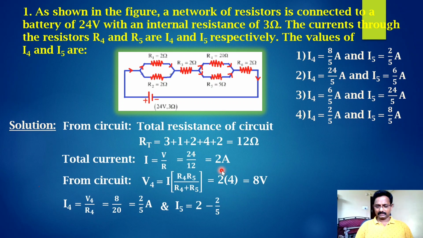If you subtract I4 from the total current, that is 2 ampere, then we will get I5, that is 2 minus 2 by 5, equal to 8 by 5 ampere. So we got I4 is equal to 2 by 5 ampere and I5 is equal to 8 by 5 ampere. From the given options, option 4 is the answer, my dear. Now we will go with the second question.